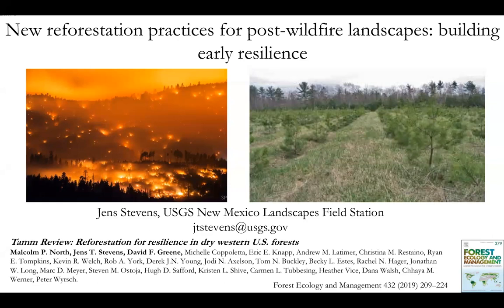But Malcolm North was the lead on this. He's a Forest Service researcher with Pacific Southwest Research Station based in Davis. And I also want to acknowledge David Green, who did a lot of work in pulling together some of the ideas for this.